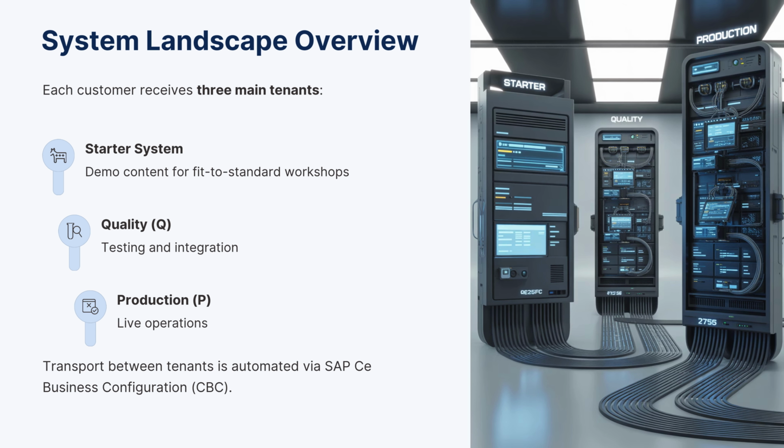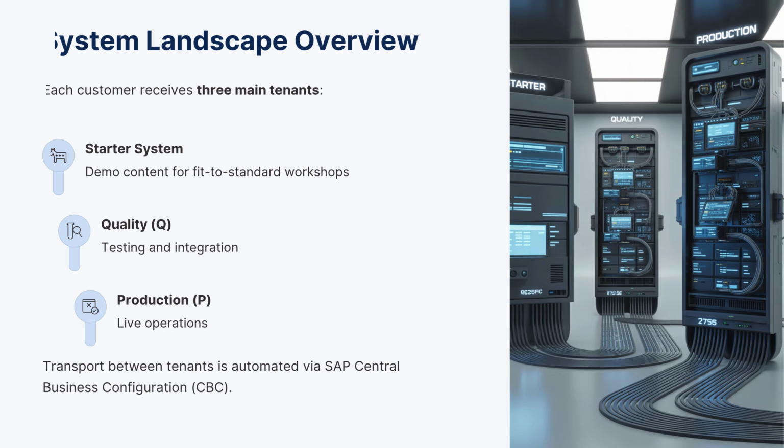System Landscape Overview. Each customer operates within three core tenants: the starter system for workshops and demos, the quality system for configuration and testing, and the production system for live operations. Transport between systems is managed automatically through Central Business Configuration, CBC, ensuring consistency and governance.